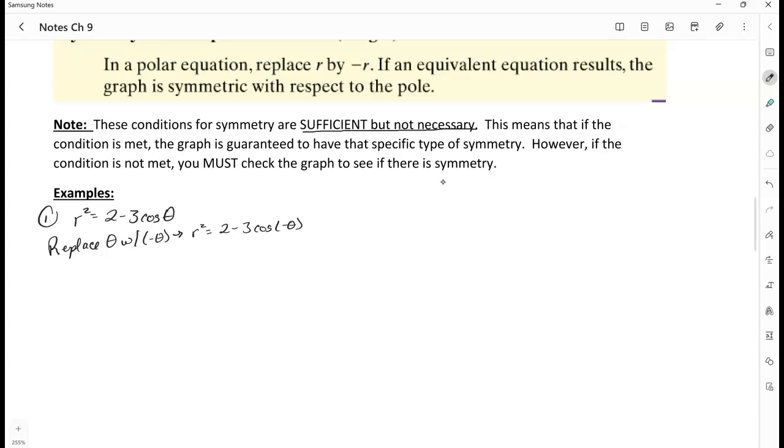Okay, but we know that cosine is an even function. So we're going to get 2 minus 3 cosine of theta. Okay, notice this is the same thing we started with. That's what we mean by equivalent equation. Once we do all the math, do we get the exact same thing we started with? If so, we say that this function is equivalent to this function. So then what we know is we definitely have symmetry with respect to, I'm going to abbreviate that, WRT, the polar axis.